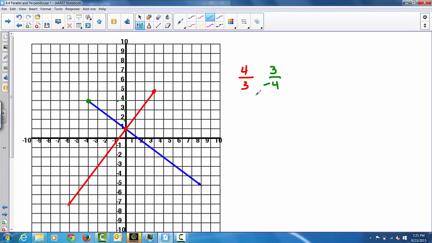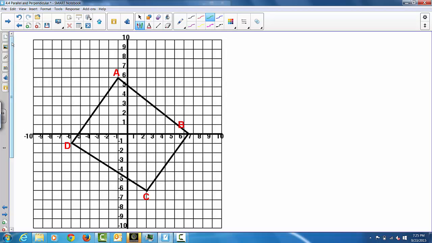So are those lines perpendicular? Well, yes, they are, because see, we flipped it. It's the reciprocal, and it's negative. It was positive, and it's negative. And if you multiply these out, you get negative 1. So we know that these two lines are perpendicular to each other.